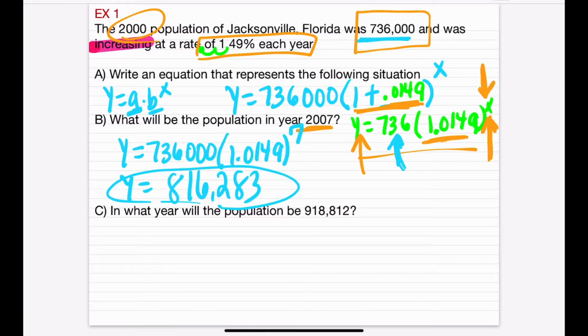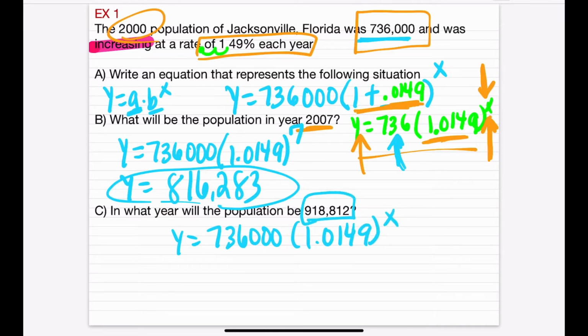Now, part C. In what year will the population be 918,812? So notice that we're trying to find the time or the year in part C. So we write the equation, y equals 736,000 times 1.0149 to the power of x. This right here is the total population. We're trying to find the time. In other words, they give us the y value and we are trying to find the x value. So substitute the y value.